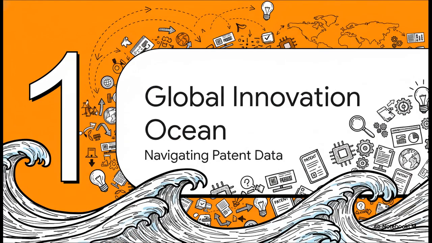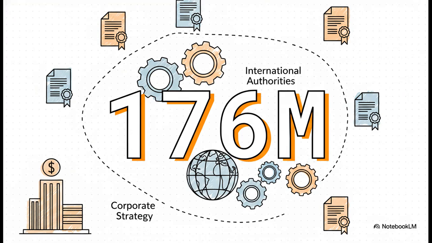Section 1. The Global Innovation Ocean. Navigating Patent Data. Before we get into the technical mechanics, we really need to wrap our heads around the sheer, overwhelming scale of the intellectual property environment we're dealing with. Just let this staggering magnitude sink in for a second. Right now, there are over 176 million global patent documents in existence. We're talking nearly 100 million patent families from over 100 different international authorities.